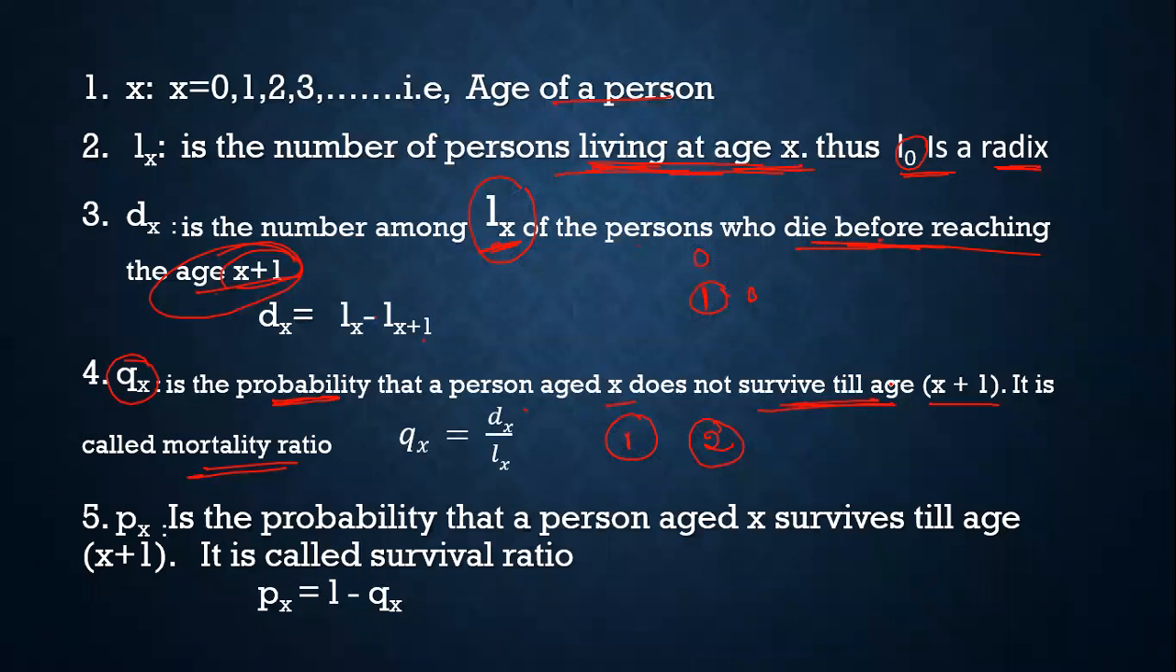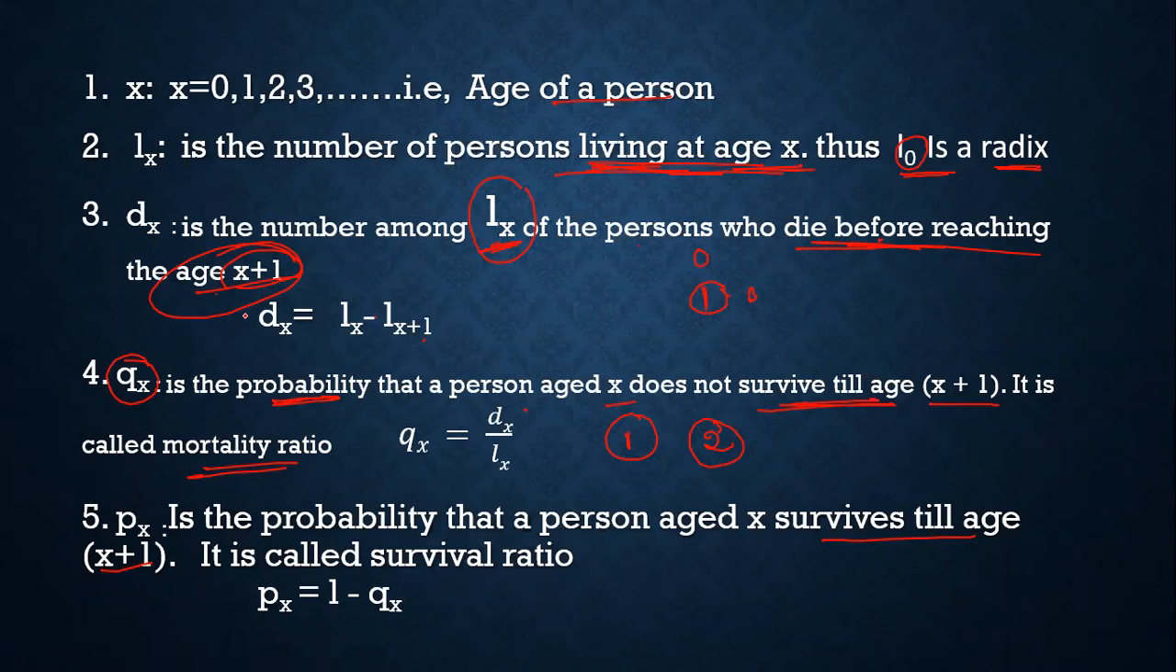Okay, we can consider any age, it is X plus 1, maybe 50 plus 1, 51 years also. It can be any age group. Okay, next one, PX. It is the probability that a person aged X survives till the age X plus 1. So here we will find the survival rate till X plus 1.